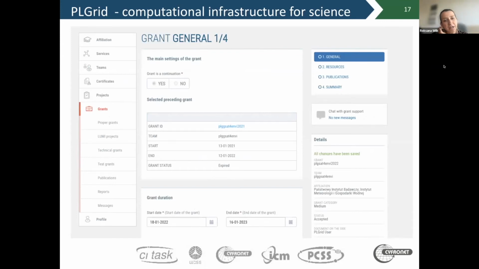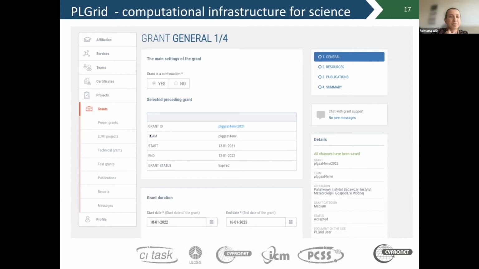This is an example of a grant that allows the user, or allocation that allows a group of users, to have access to a given group of clusters within the infrastructure. As you can see, there is this notion of grant.